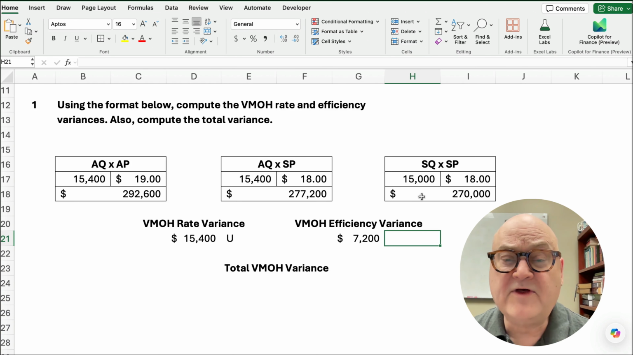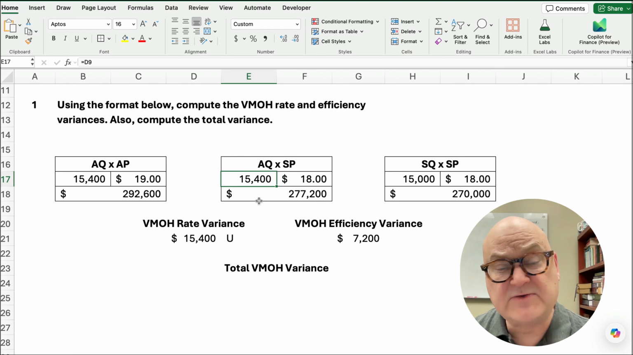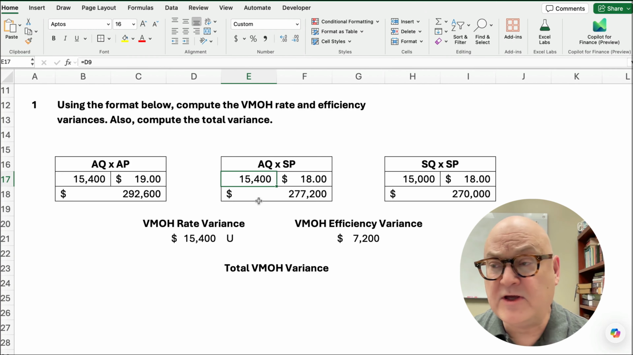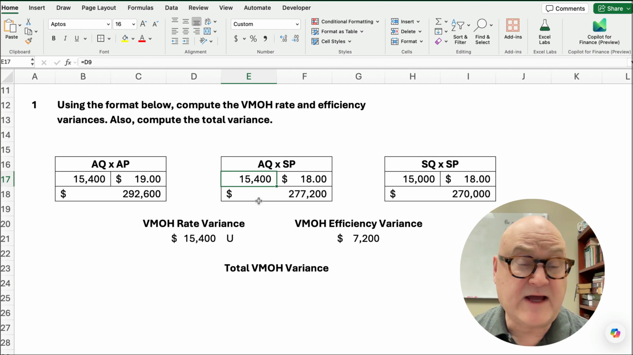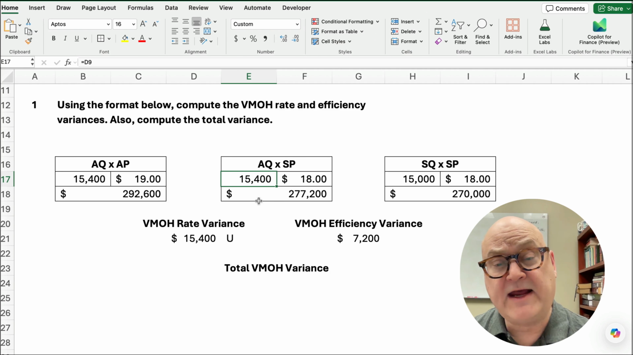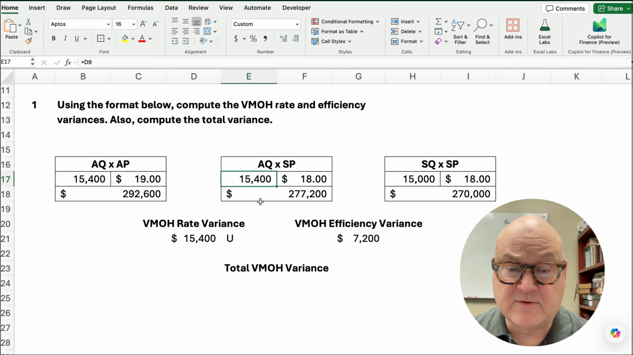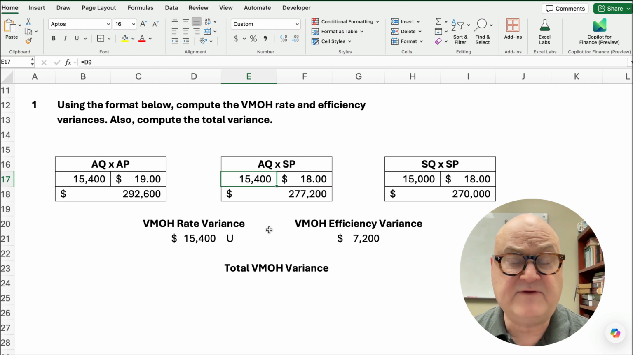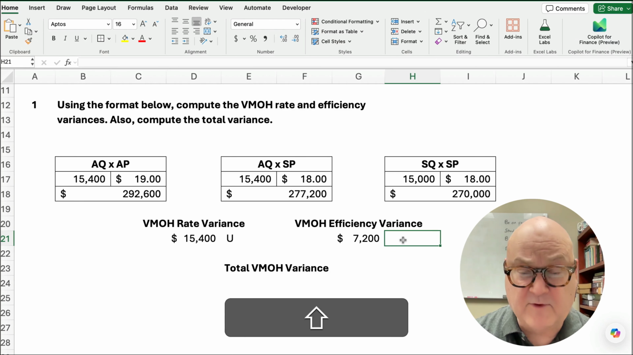Now, we thought we could do it in 15,000 hours, and we actually spent more hours. We were less efficient. Just think if you on a road trip, you think you can go in 7 hours, and it takes you 8, then you're kind of grumpy because it took you 8 hours. You thought it should take you 7, right? So here, we thought we could do it in 15,000 hours, and we did it in 15,400. So this is also going to be unfavorable.